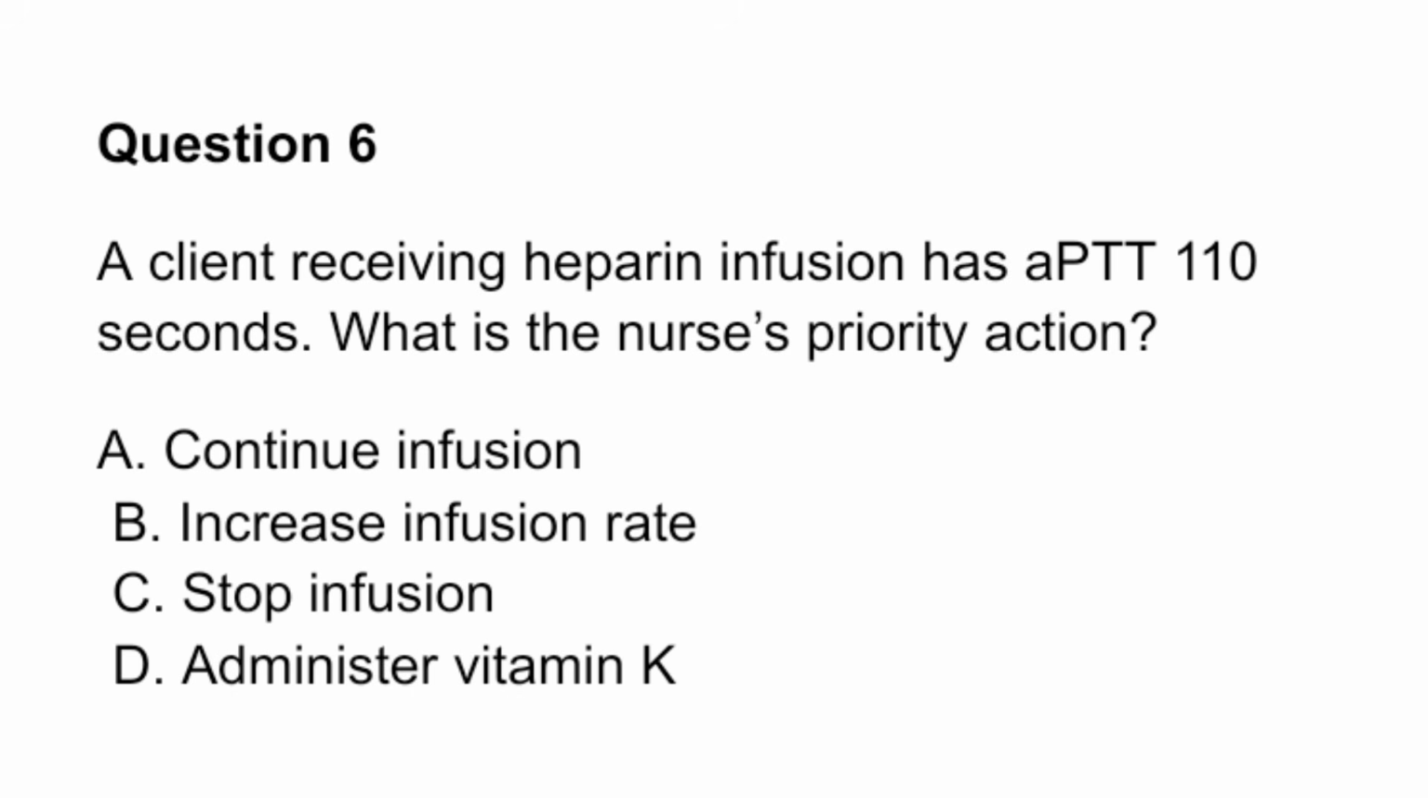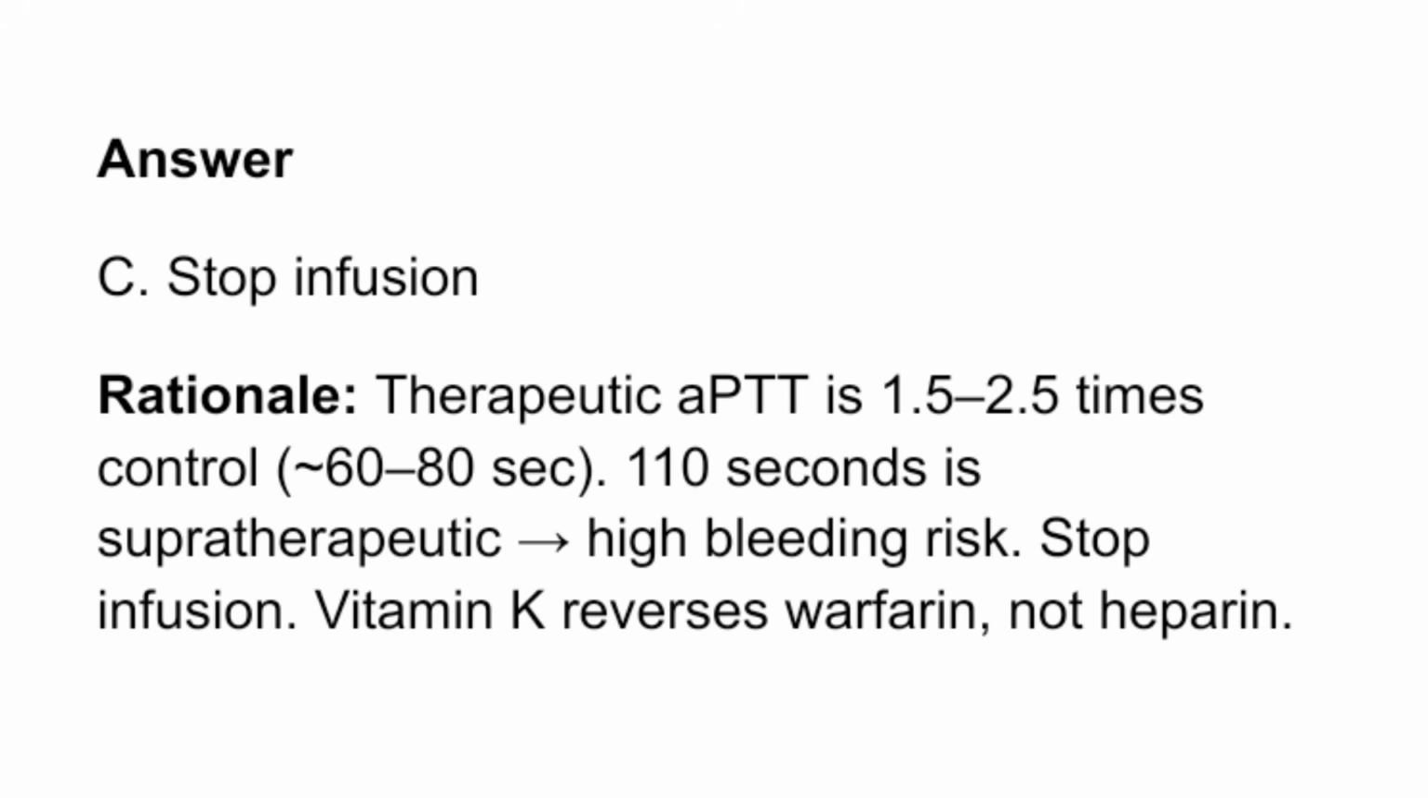Question 6. A client receiving heparin infusion has APTT 110 seconds. What is the nurse's priority action? A. Continue infusion. B. Increase infusion rate. C. Stop infusion. D. Administer vitamin K. The answer is C. Stop infusion.